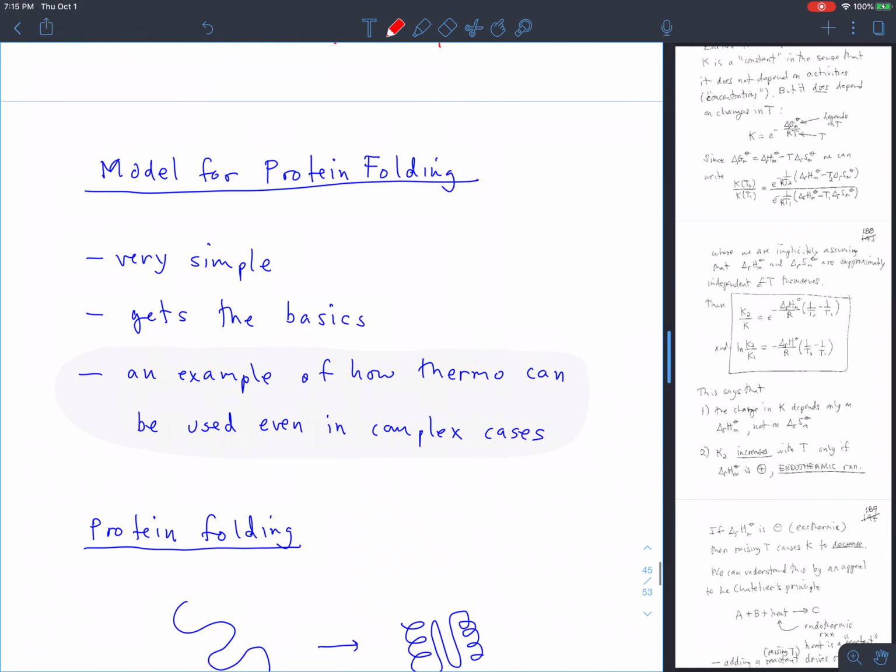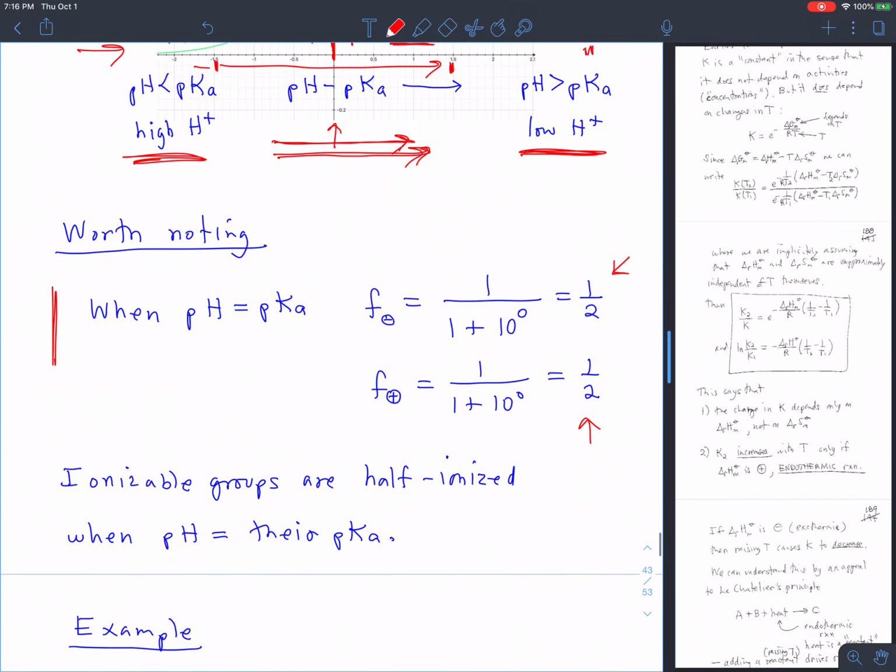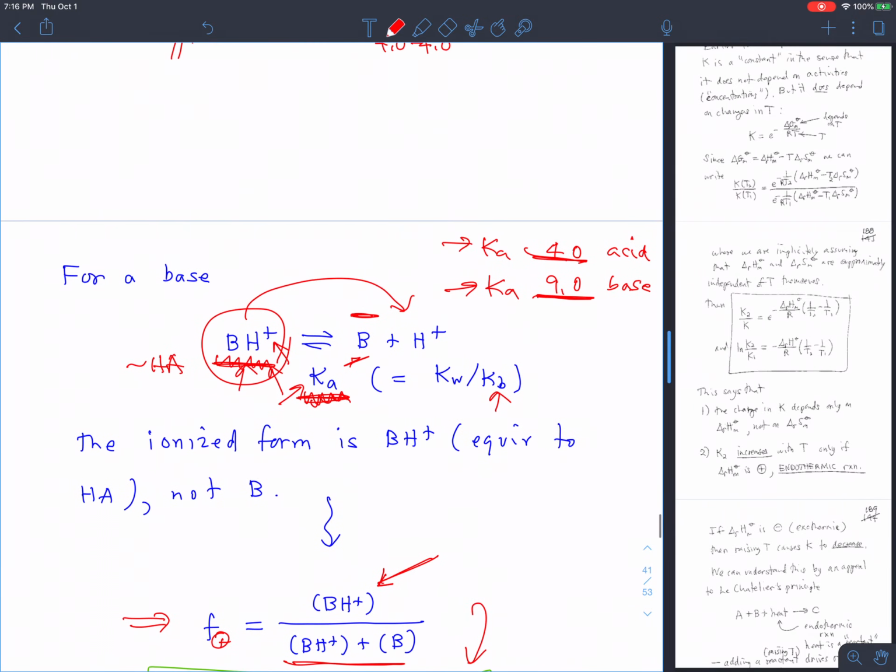All right. That is the protein fraction ionized calculation. You can see we didn't do anything except use all the stuff that we've been learning all along here.